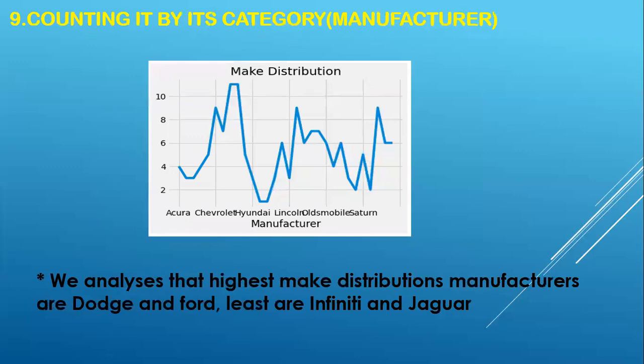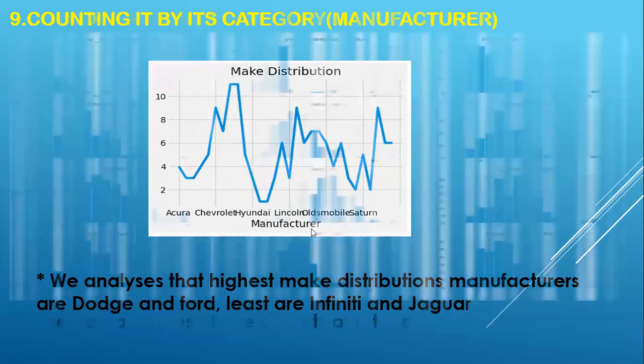Let me see counting it by its category. What category did I take? I took the manufacturer category. Here we analyze the highest make distribution: the manufacturers are Dodge and Ford. Here we can observe that Dodge and Ford are the highest manufacturer distribution. The least are Infiniti and Jaguar.